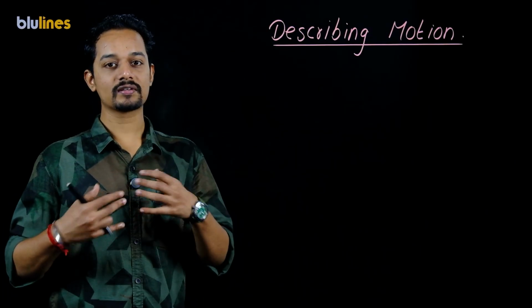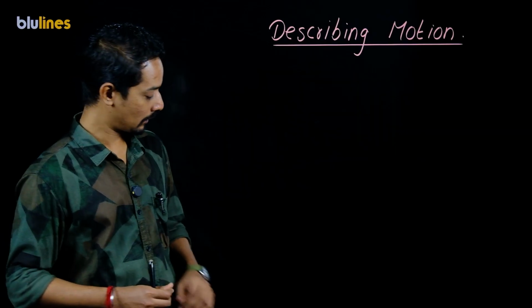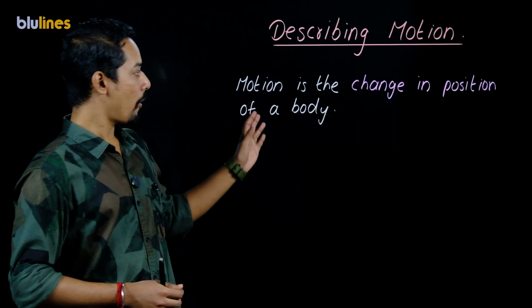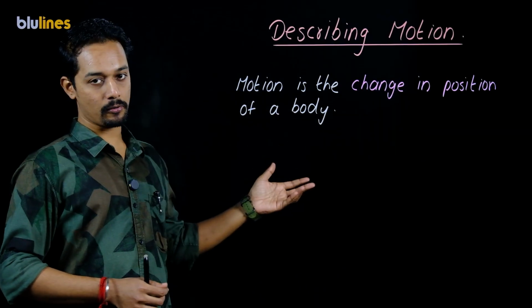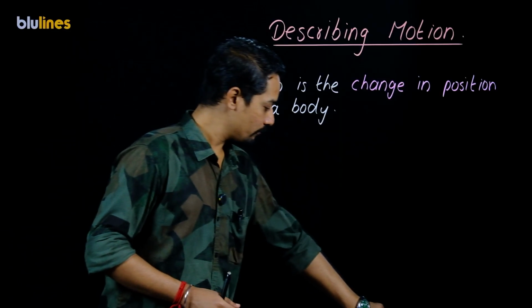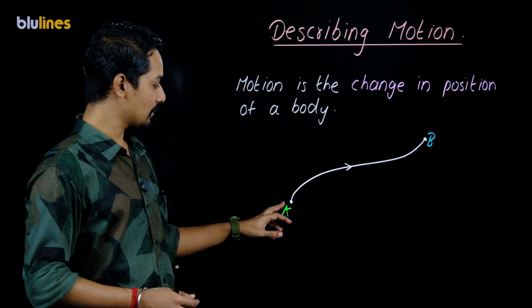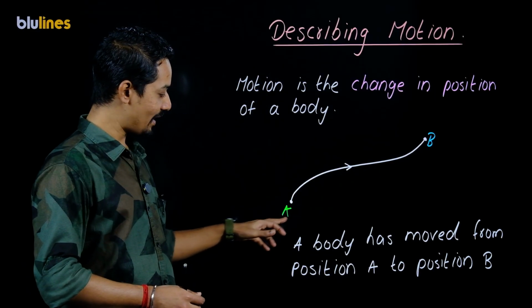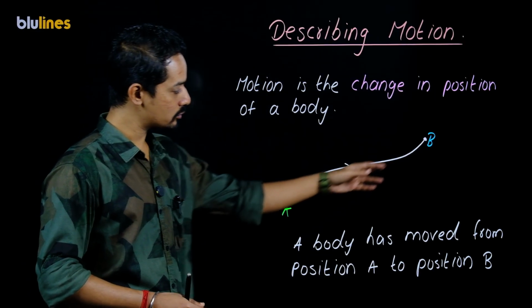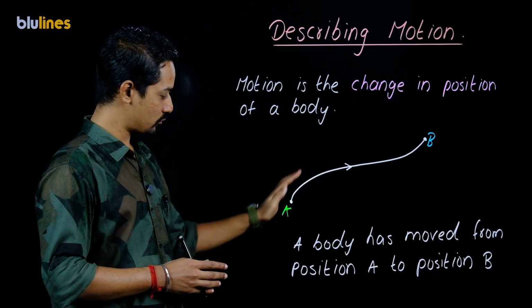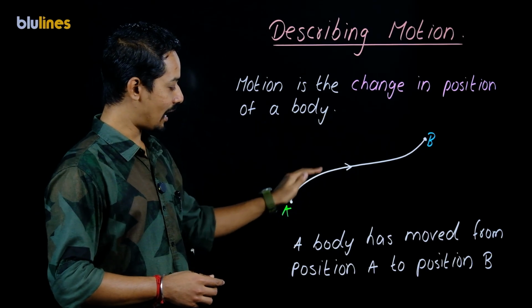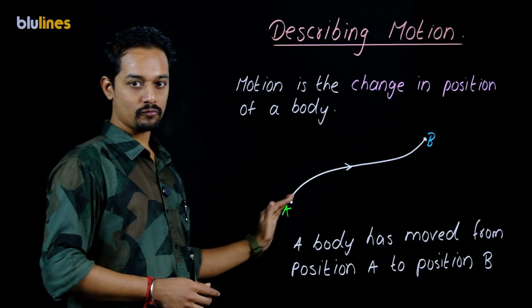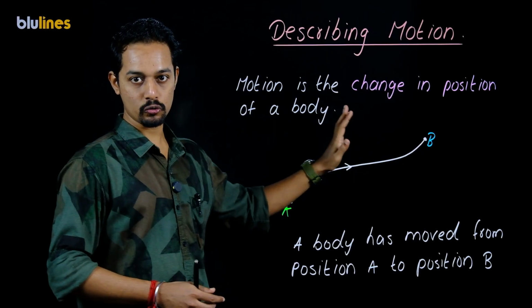Let's try to describe what a motion is. Motion is a change in position of a body. So what do I mean by that? Let's say that there is a body which has moved from position A to position B. Here position A becomes the initial position and position B becomes the final position. So he has changed his position gradually from A to B. So we say that he has moved from A to B.